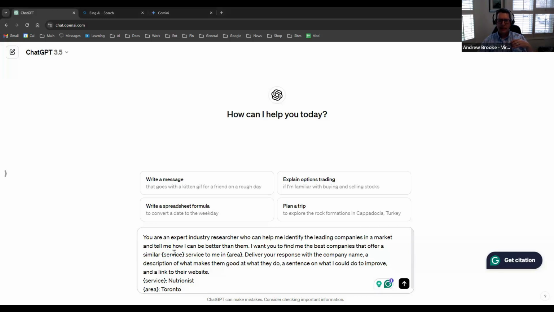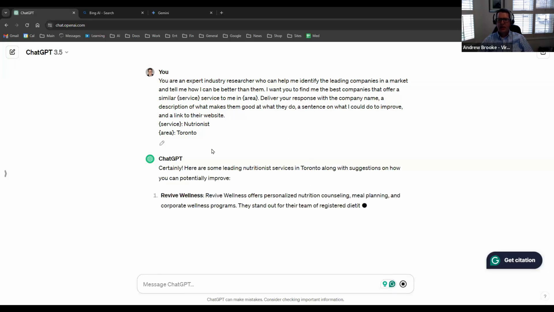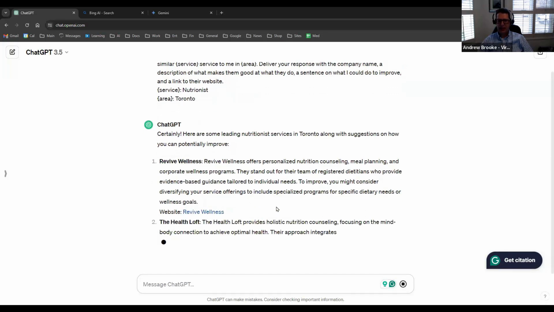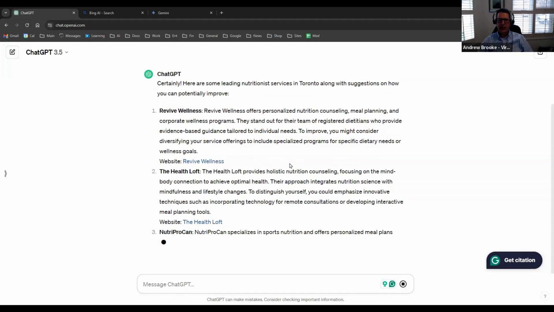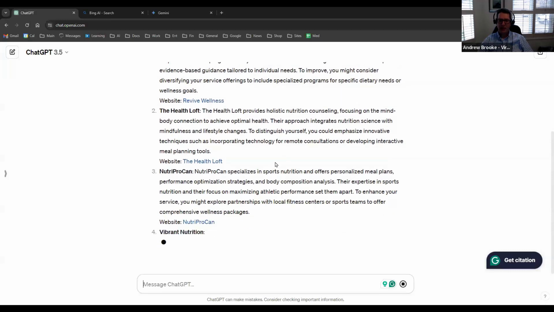Now, these words in these curly brackets, these are variables. So you can put anything you want here at the bottom. So you mentioned you were a nutritionist, so this is going to interpret it as nutritionist service in Toronto, and then deliver your response and so forth, a description of what they're good at and what I could do to improve. So when you submit that, you get pretty quickly a response. So this is giving examples of other nutritionist services. It's given their website, which you can check. And then you can take this content and you can paste it into a document. So that's a pretty good example of using Chat GPT. I'll just let it finish here. And maybe you've heard of some of these sites.